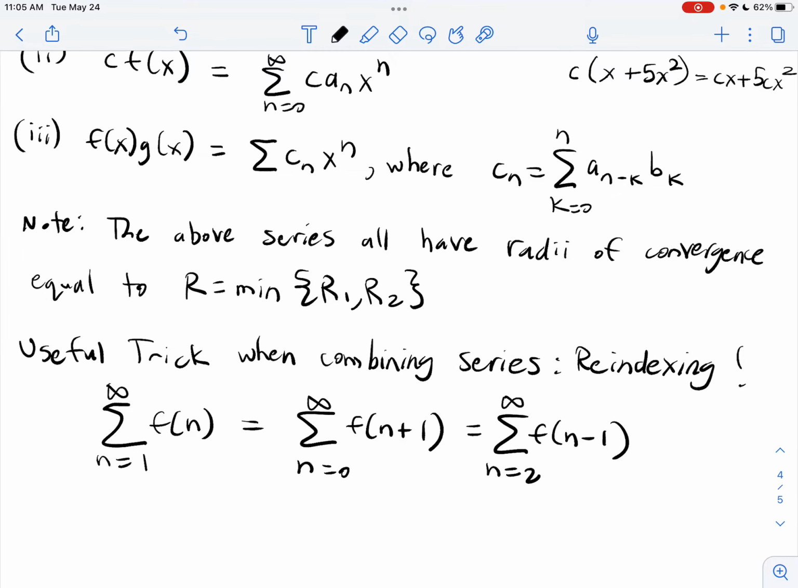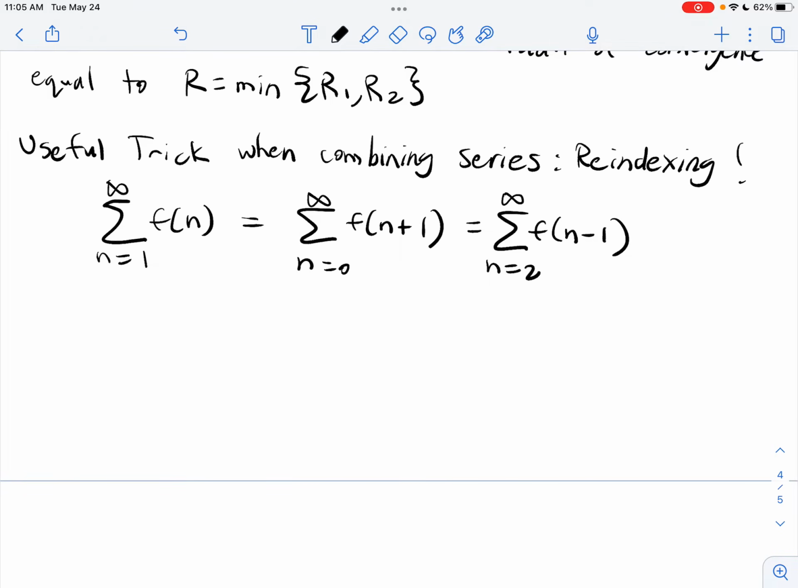If you plug in the starting value for all of these, you can see that the first term is f of 1 for all three of these, even though it looks a little different inside. This is a very useful trick that you're going to see us do a lot. So let's go ahead and try an example, and we are going to be using this trick.